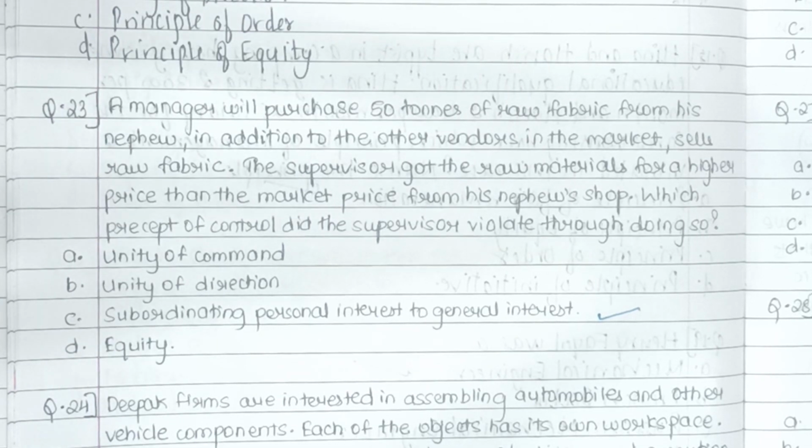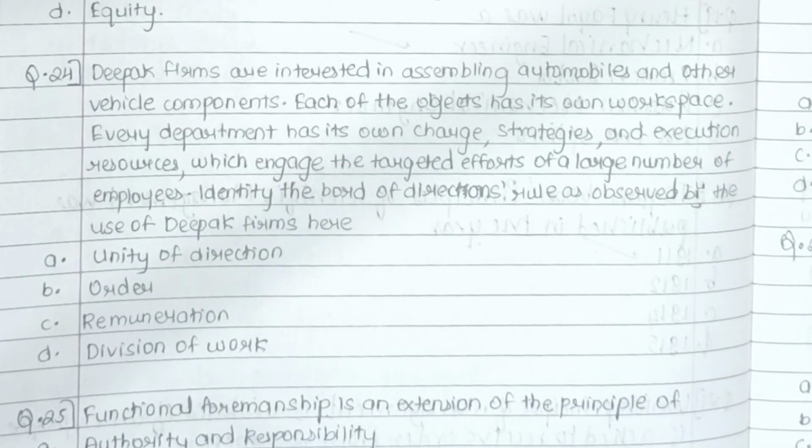So let's start with question number 24. Deepak firms are interested in assembling automobile and other vehicle components. Each of the objects has its own workspace. Every department has its own charge, strategies and execution resources, which engage the targeted efforts of a large number of employees. So here we have to identify the board of directors rule as observed by the use of Deepak's firm here.